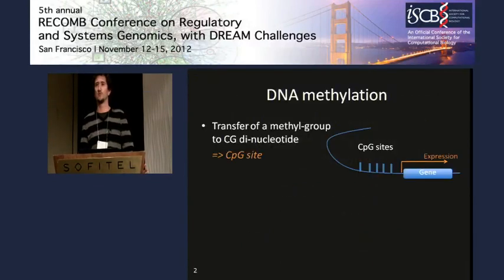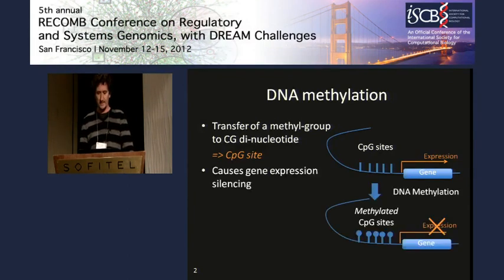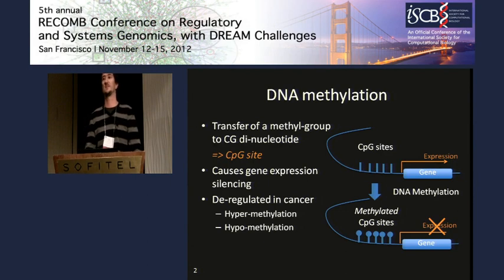First, a short introduction about DNA methylation. DNA methylation is the transfer of a methyl group to a CG dinucleotide, which is often called a CpG site. This is known to cause gene expression silencing. This process is often deregulated in cancer, causing either hypermethylation, where there's more methylation of a gene compared to normal, or hypomethylation, where there's less methylation in a particular cell compared to normal.